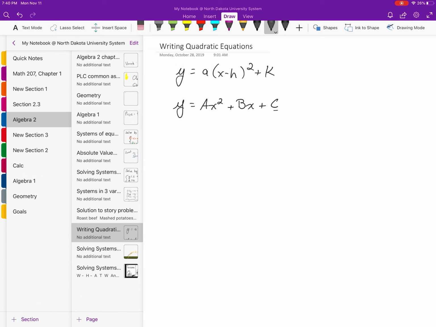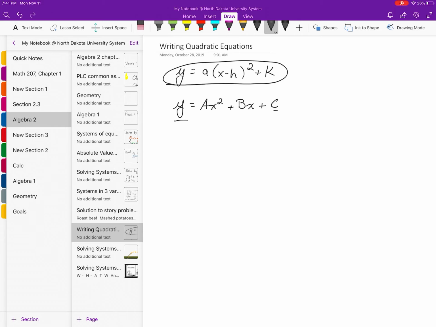So in general, if you know the vertex of a parabola, you can use the vertex form to write an equation. If you don't know the vertex, but you have 3 points that are on the graph or on the parabola, you can use the standard form. So let's do that first. Let's use the standard form first.